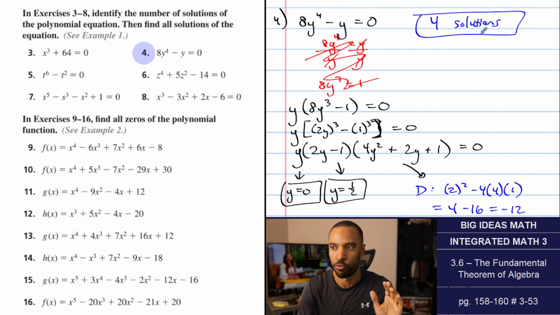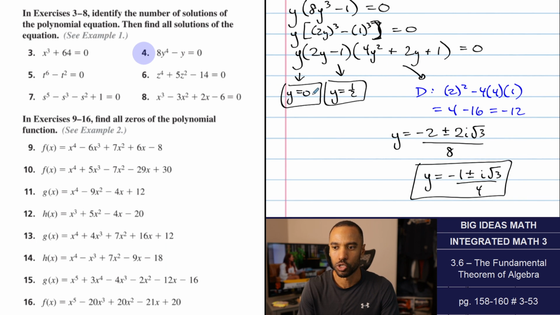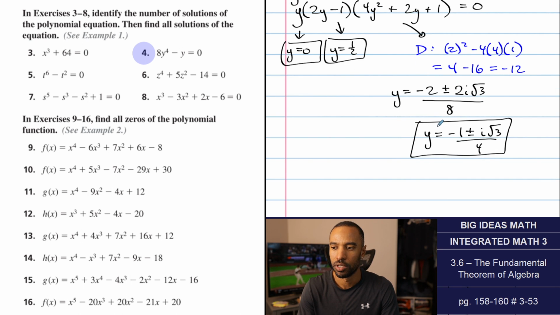Keep in mind, we did expect 4 of them total, not just 3. Here's 1. Here's the one you would have missed if you divided by y. But here's 1. Here's 2. Negative 1 plus i root 3 over 4 is 3. Negative 1 minus i root 3 over 4 is 4. So 4 total solutions on that.